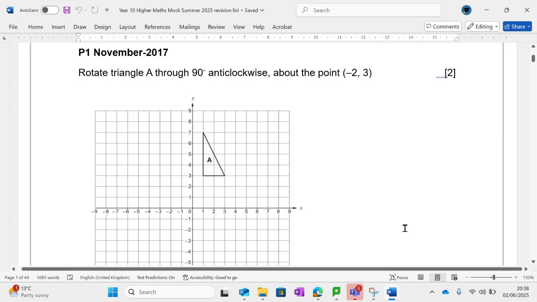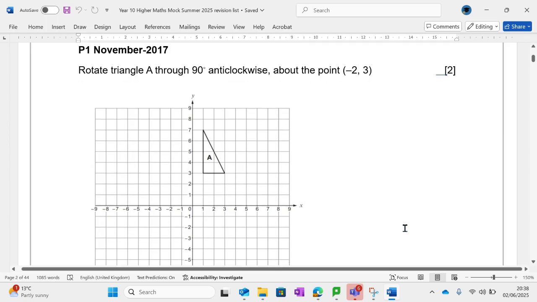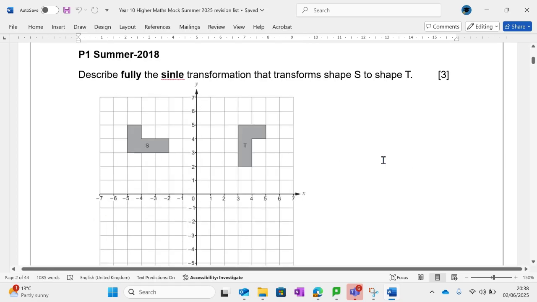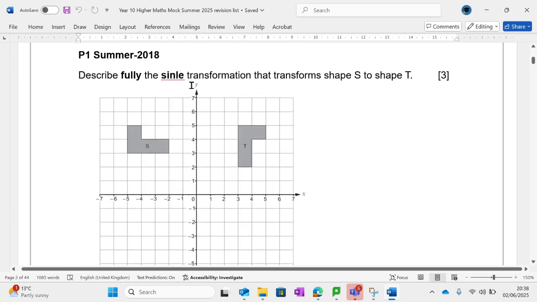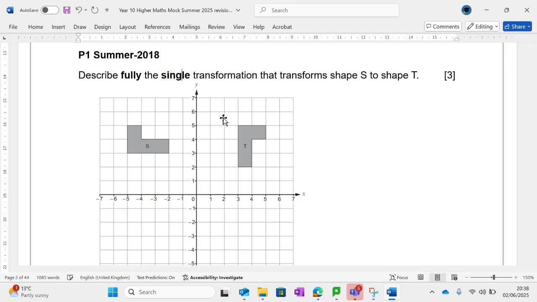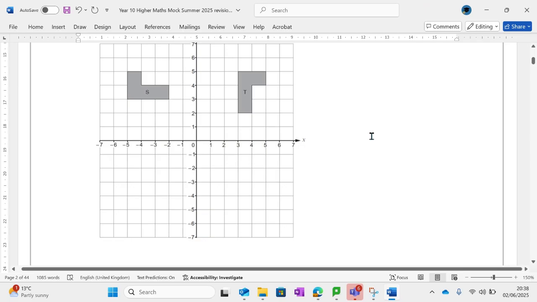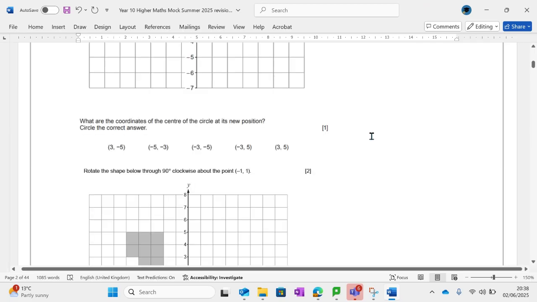Rotation, you're going to need tracing paper. Trace the point, trace the shape, and you're away to go. Describe fully the single transformation. Again, you're going to describe the rotation. You need to say it's a rotation. You need to say whether it's 90 degrees clockwise or 90 degrees anti-clockwise. And it very much looks like the center here is the origin, but you can check with tracing paper where the center is.